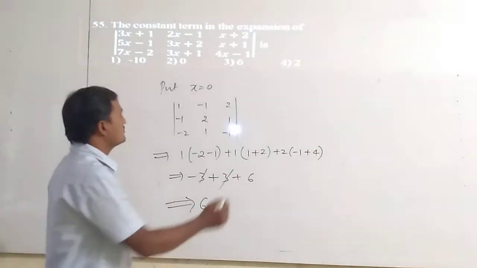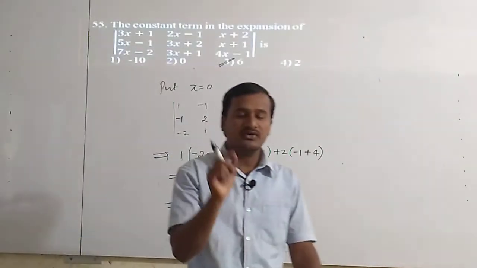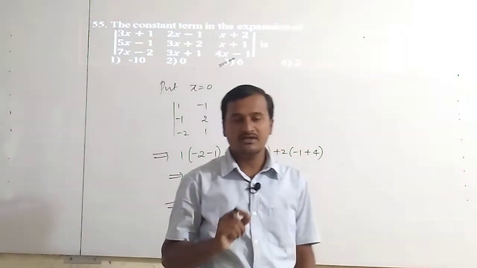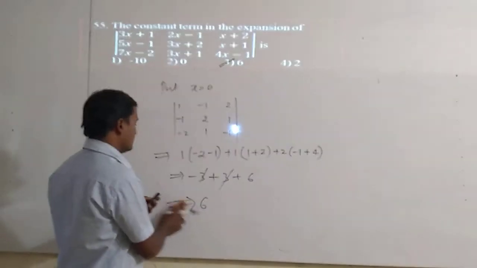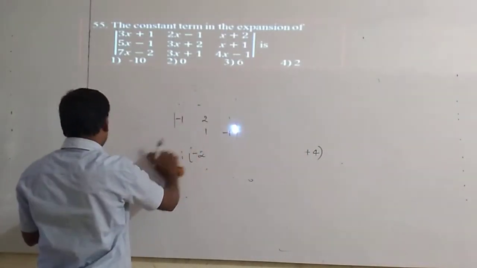So therefore which option is the right one? Third option is the right one. So if you want to find the constant term in a polynomial, just replace the value of x by 0. So therefore the answer is 6. I will go for the next question.